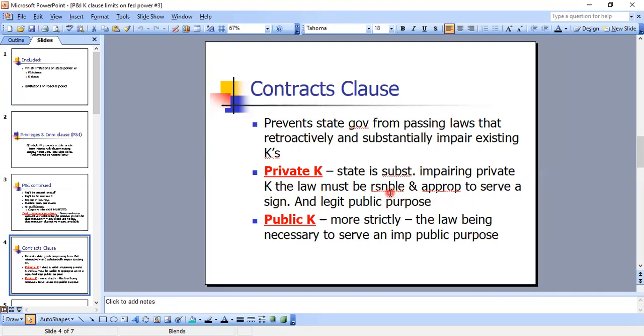So up here, reasonable test, and this one, important, which is usually the intermediate scrutiny, which we'll talk about later. So private contract, public contracts. Public contracts are a little more strict. Private are a little less strict. It's a reasonable RBT test, which is usually easier to pass. Okay, so that's the Contract Clause, and I have seen MBEs on that.